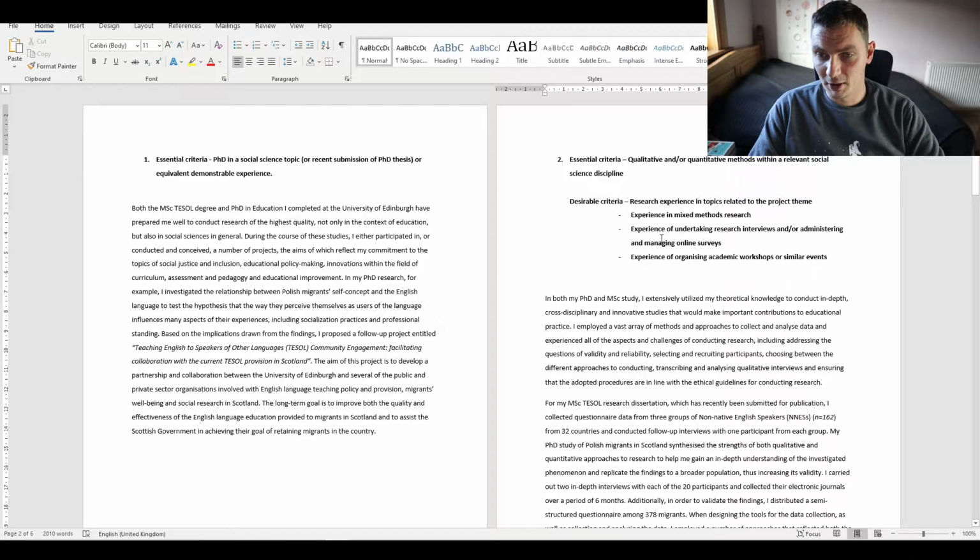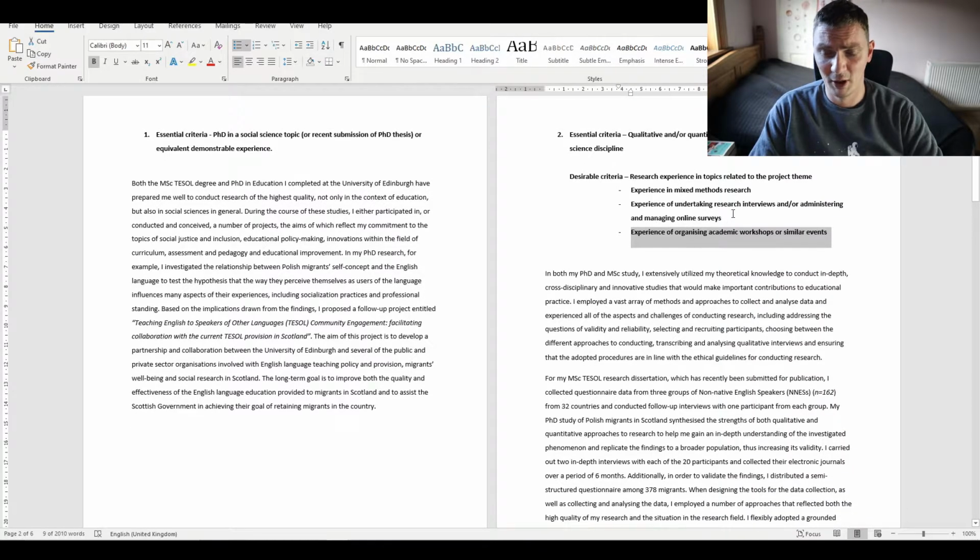So the essential criteria was qualitative and or quantitative methods, but then desirable criteria, a whole lot of these. So experience in mixed methods research, experience organizing workshops, research experience in topics related to the project theme. This one is probably one that may stand out when you look at it now, because this is all about research skills, and I decided to also talk about experience of organizing academic workshops.